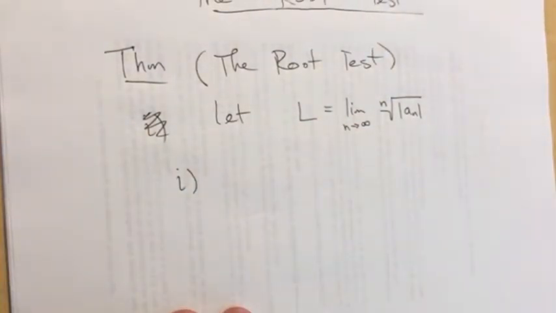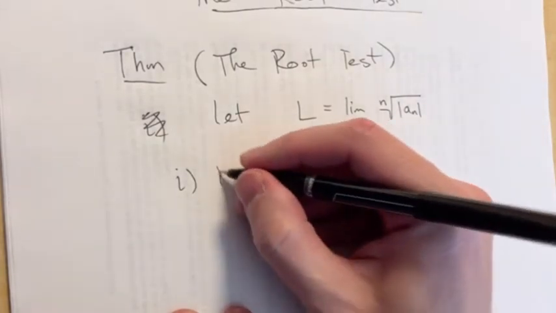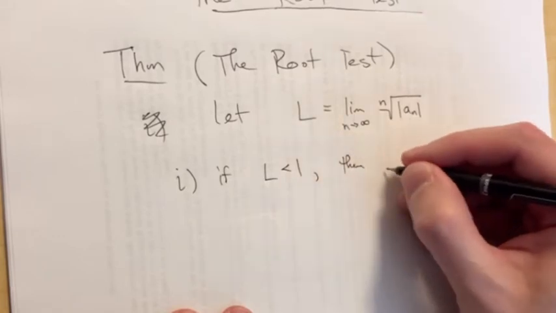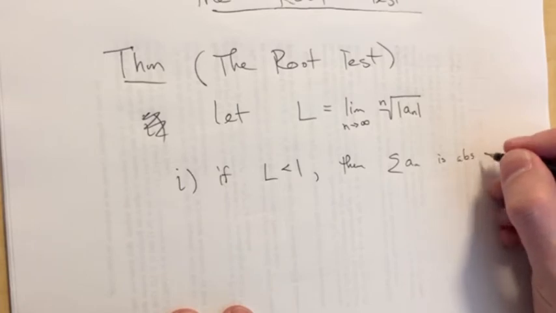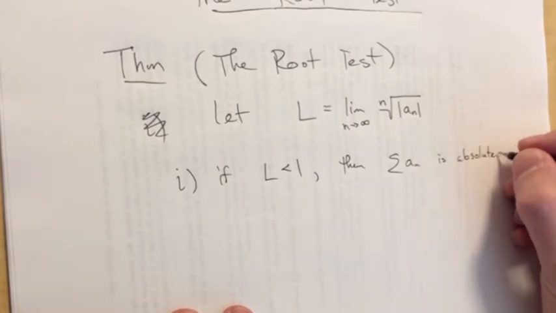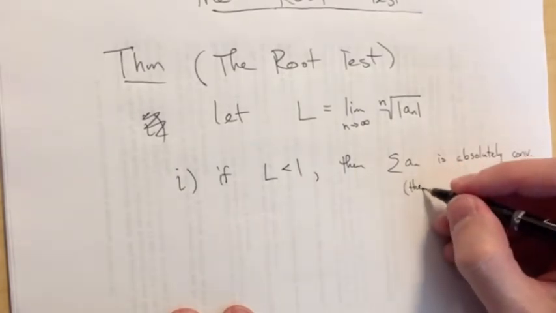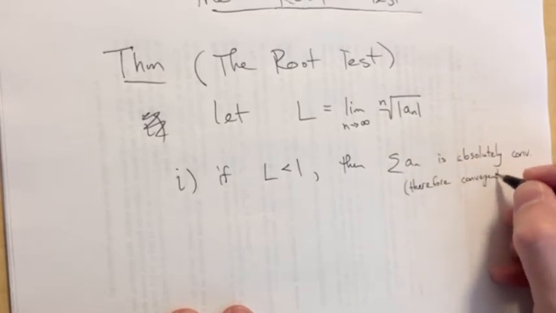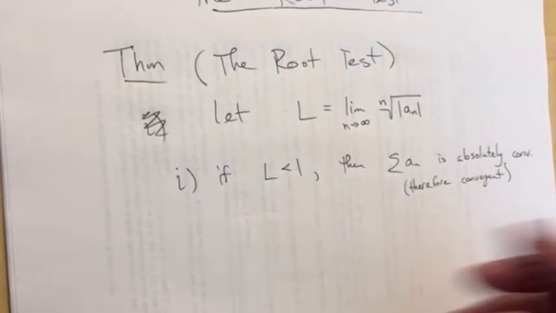Again, if the L is less than 1, it converges. If the L is greater than 1, it diverges, and if the L equals 1, you don't know anything. So if L is less than 1, then the series a_n is absolutely convergent, and I will just say, therefore, it converges. But in fact, it's even better. It absolutely converges, but usually we don't care about that.